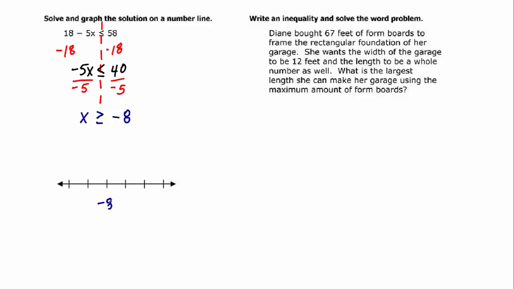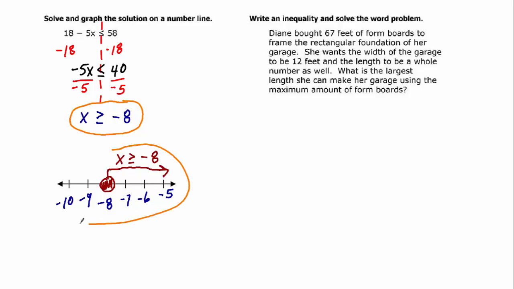Go down here, put my negative 8, my negative 7, my negative 6, my negative 5. Numbers are always bigger moving to the right. Negative 9, negative 10, smaller moving to the left. x is greater than or equal to negative 8. Greater than or equal to means I will have a filled-in circle. Numbers greater than negative 8 go this way. x greater than or equal to negative 8. So any one of these types of problems has two answers. It has the answer right there, and it has the graph.